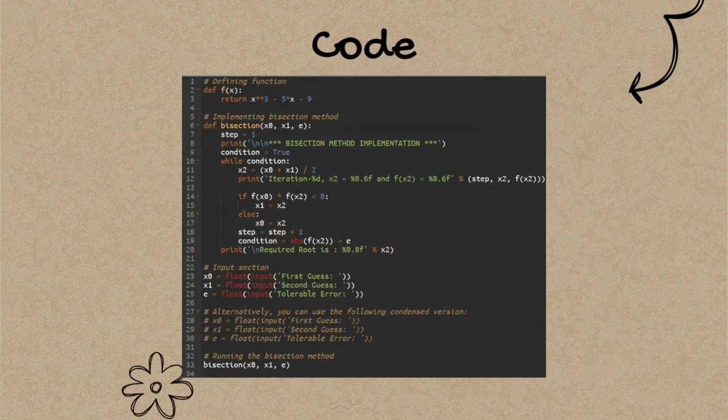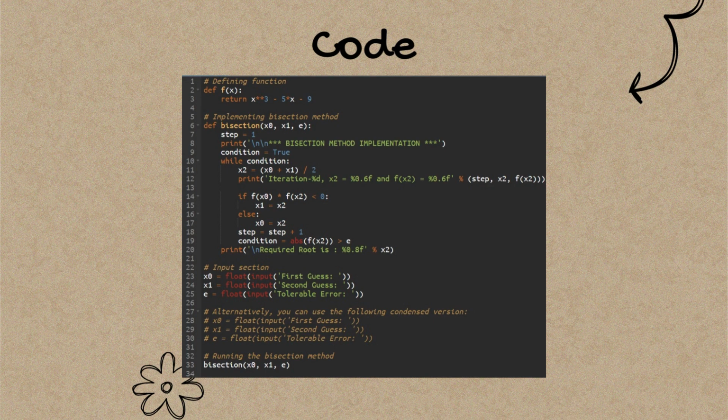Let's have a look at our Python code. In this code, a bisection method is implemented to find the root of the function x cubed minus 5x minus 9. The initial step involves defining the target function fx, which encapsulates the mathematical relationship. Subsequently, a function named bisection is introduced to execute the bisection method.